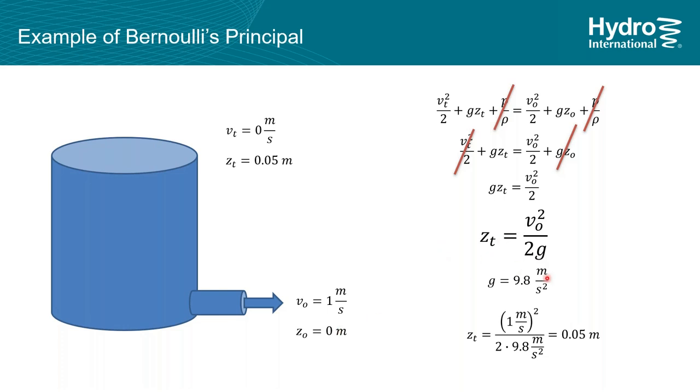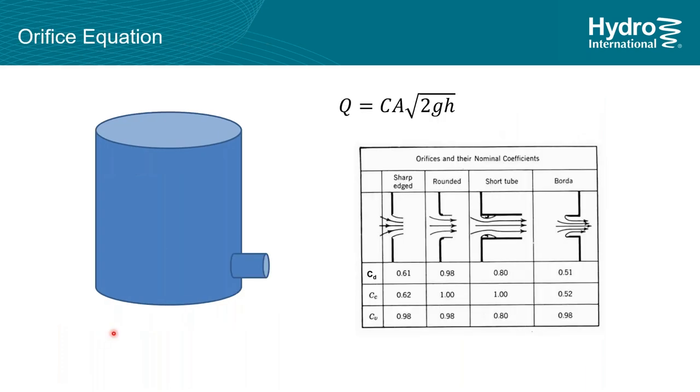What I did here was I assigned a velocity of 1 meter per second. You can put that into this equation and you get a height at the top. So it's super convenient, really straightforward to use. Now, some of you are going to look at that and go, I would use the orifice equation for this instance.